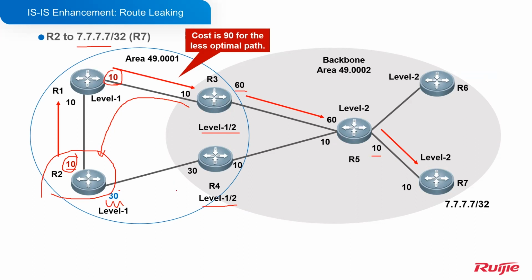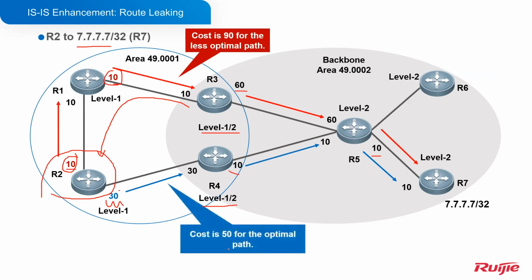And for another link, if you choose the link directly to 40, the default route cost value is 30. But the other link is 10, 10. So finally, the whole cost value is 50. So if you consider the whole path from the source to destination, you can choose the best path on the second path, right? Because the cost value is only 50, but the red one, the link is 90.